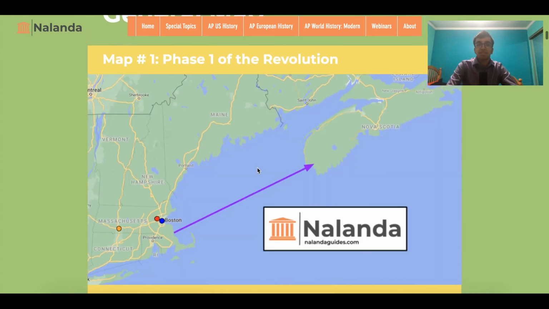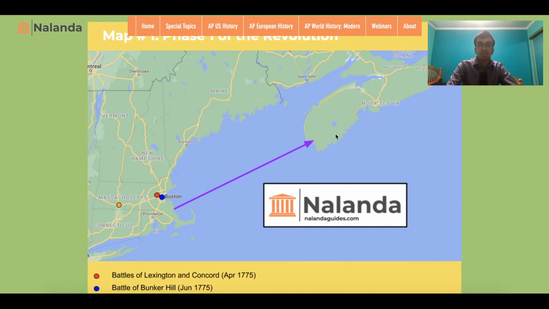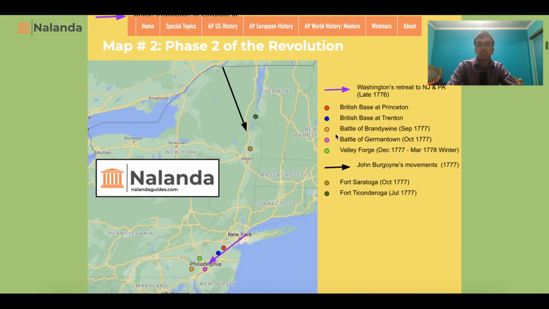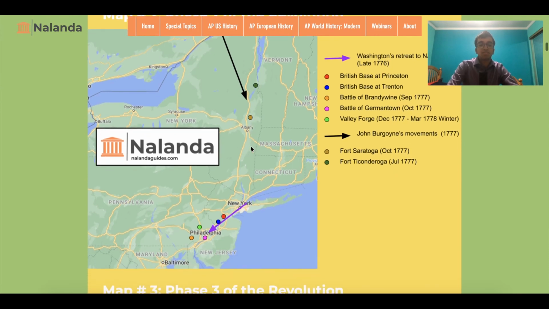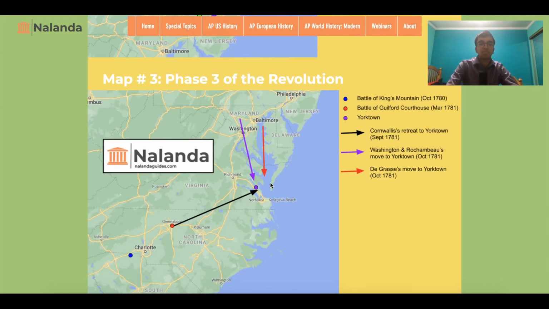So as you can see here, there are some battles in Boston, and then the British evacuated all the Loyalists to Nova Scotia. The second phase of the war was a victory for the colonists as they trapped the British at Fort Saratoga, and this yellow circle is Fort Saratoga. And then the French came to provide aid, allowing the colonists to trap the British and Lord Cornwallis at Yorktown. As you can see here, this is Lord Cornwallis's path, and these are Washington's and French armies, and they trapped Cornwallis at Yorktown over here.